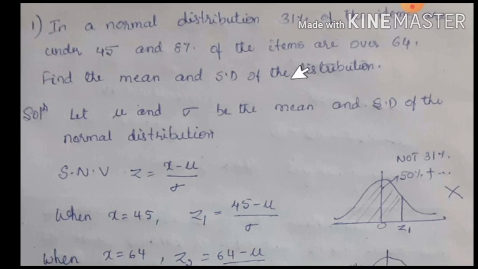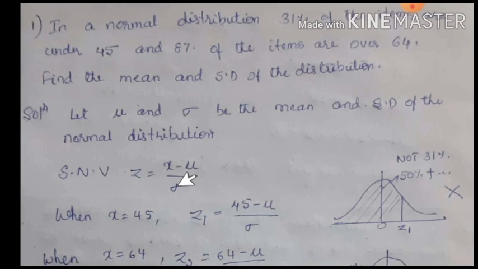In the previous problem, they used to give you the mean and standard deviation, and we used them to find the percentage of the area for the respective conditions. Now here it is the opposite of that. Let mu and sigma be the mean and standard deviation of the normal distribution. We know the standard normal variate z is equal to (x minus mu) by sigma.